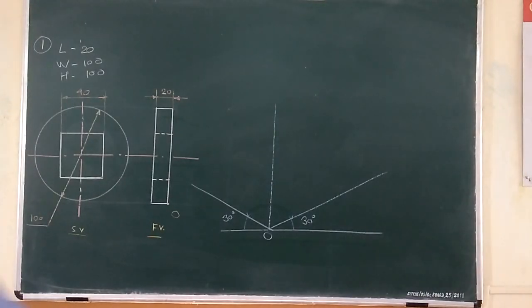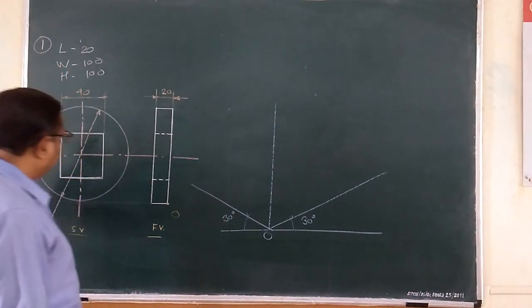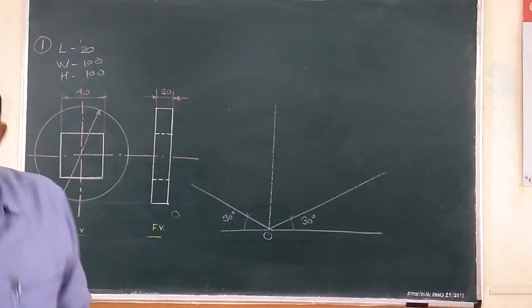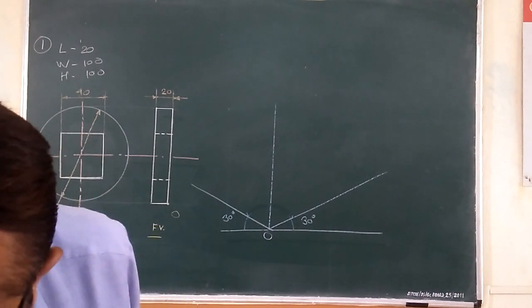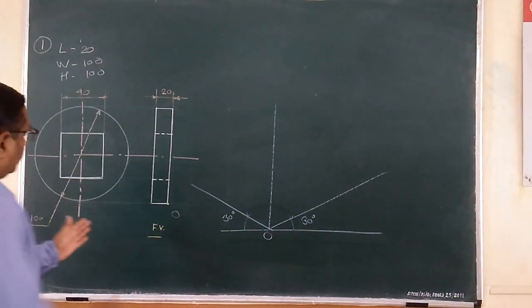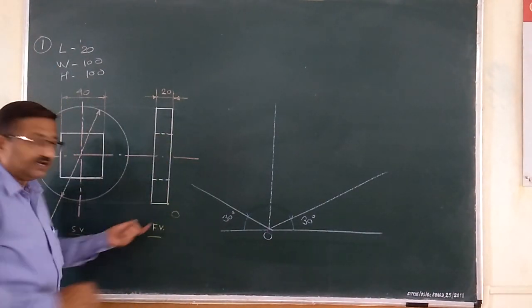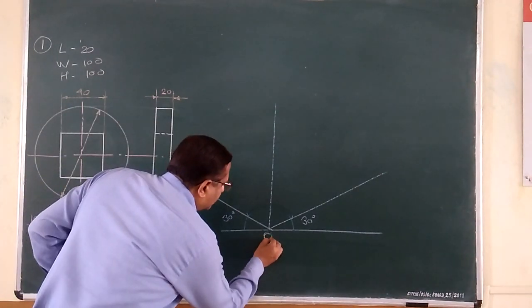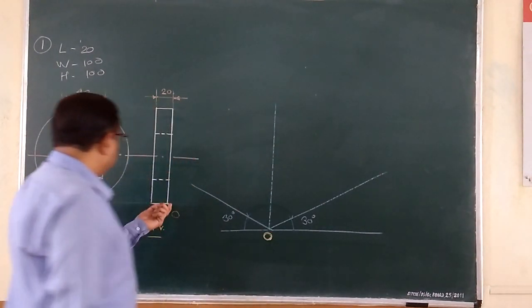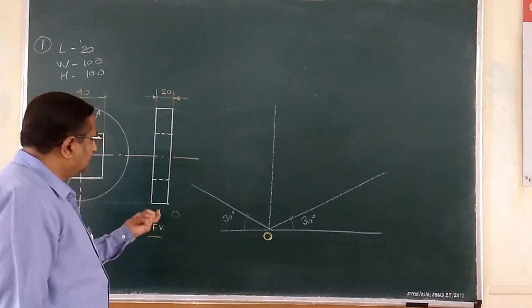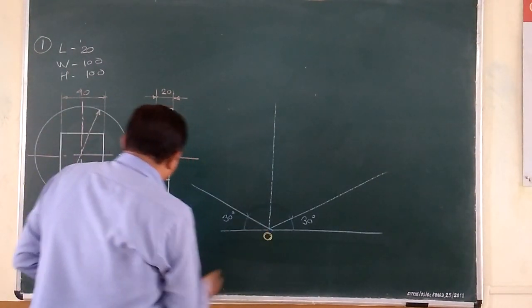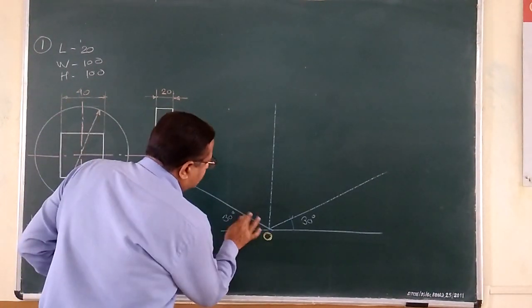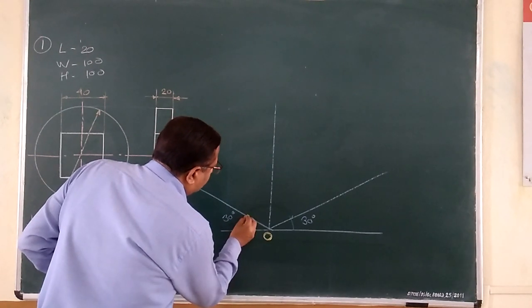Now what is the next step? L, W, H, I have noted down: length, width and height. Here one should take care of the origin. Where is it located? Origin is located on the right extreme lower corner of the front view. So you mark that origin here, and accordingly on the left side of O, length is mentioned. So the left 30 line should carry the length, 20 mm.